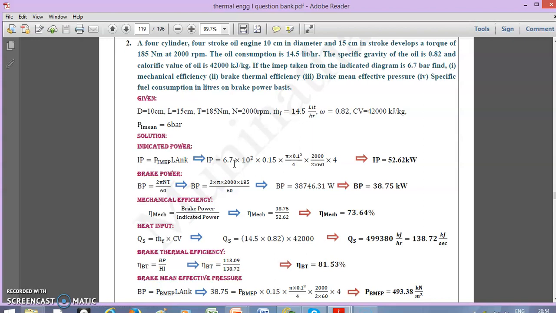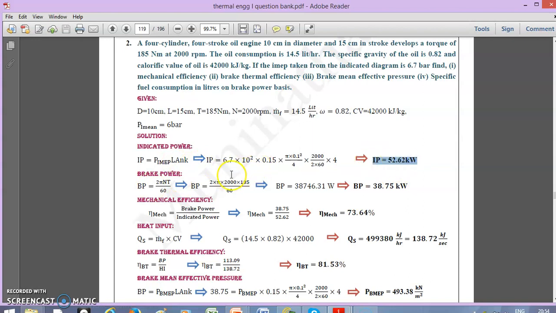In a bus the number of cylinders is larger, so it has more pulling capacity compared to a 4-wheeler. So whenever the number of cylinders is larger, the indicated power is more. When your stroke length is more, the indicated power is more. When your cross-sectional area is more, your indicated power is more. When your speed is more, the number of cycles is more, and that again increases indicated power. So the resulting indicated power is 52.62 kilowatt.